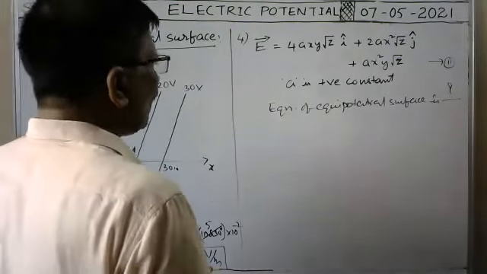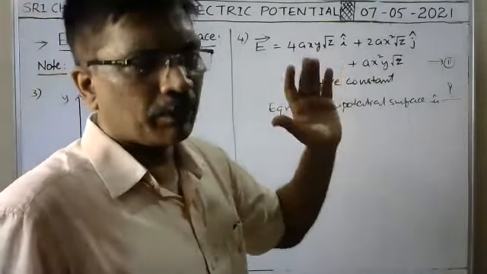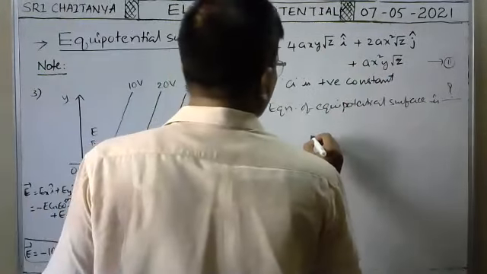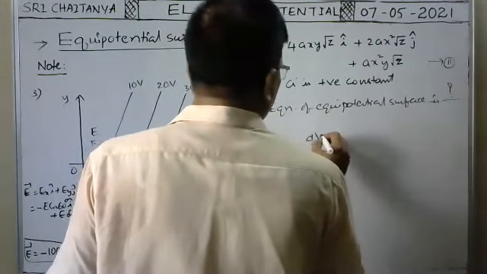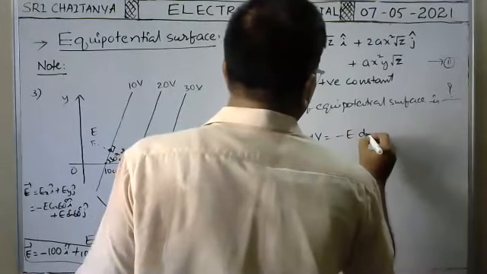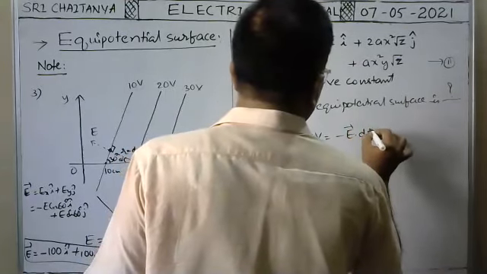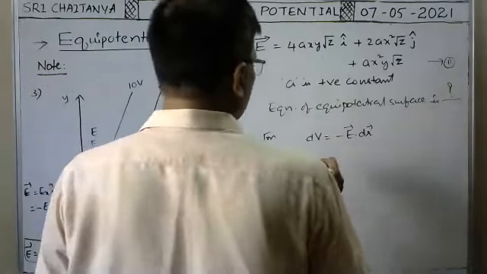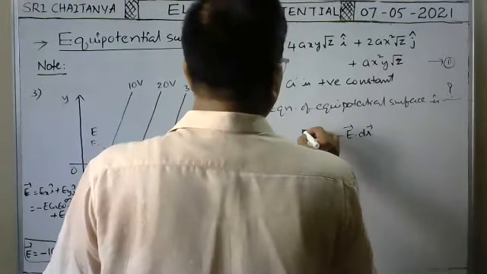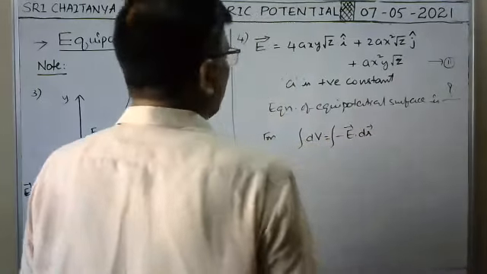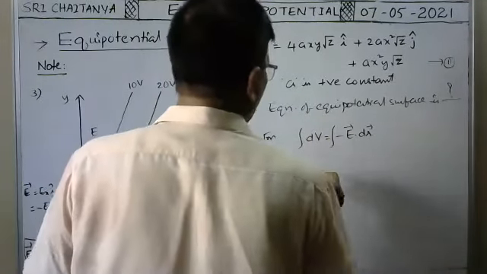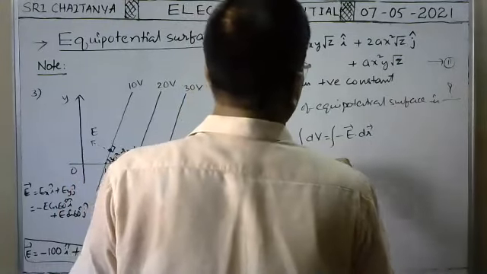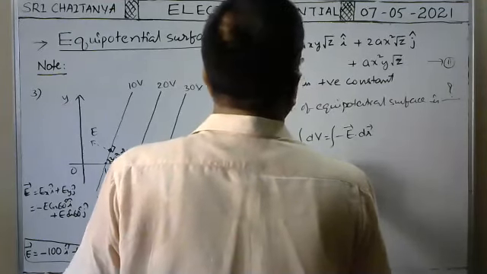Equipotential surface means all the points where the potentials are the same. So here we already know dV is equal to minus E bar dot dr bar. Okay, so you take integration on both sides. Integral dV means V, that is equal to minus integral of E bar dot dr bar.